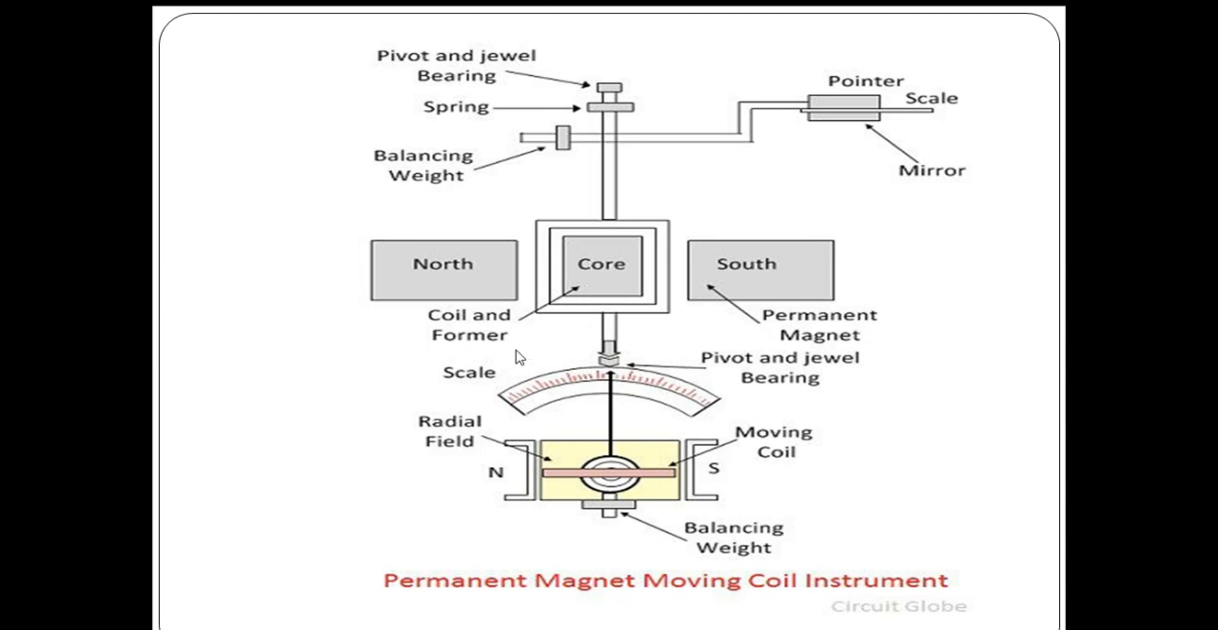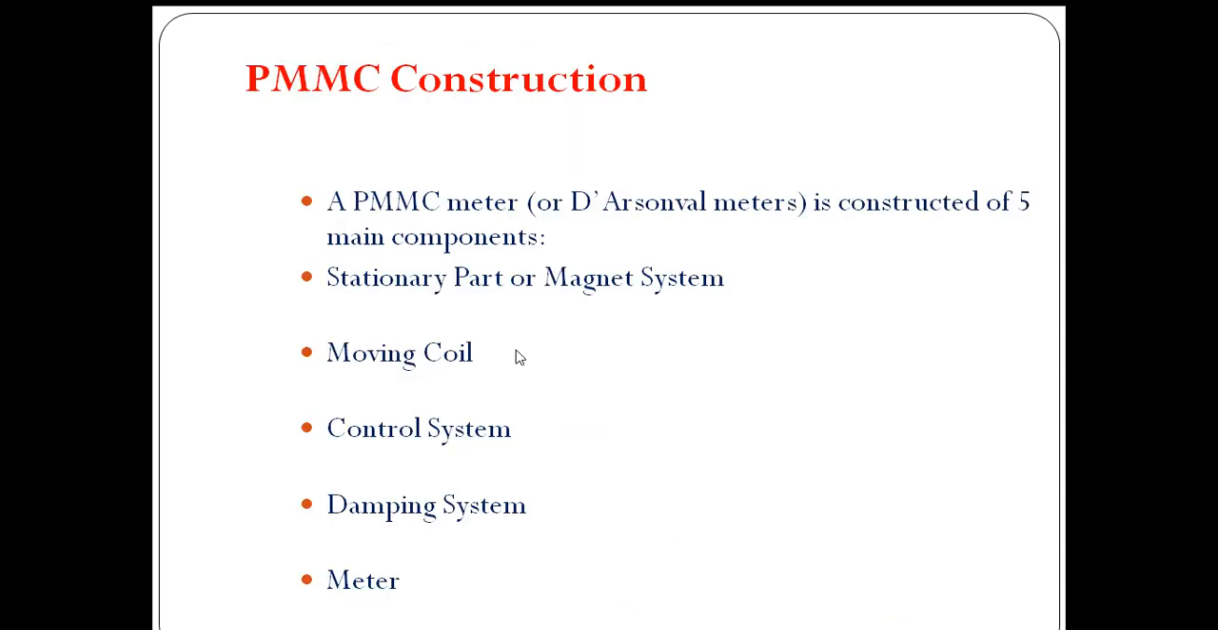So this is the construction of PMMC meter. This PMMC meter mainly consists of these five parts. They are the stationary part or magnetic system, a moving coil, a control system, a damping system, and a meter.